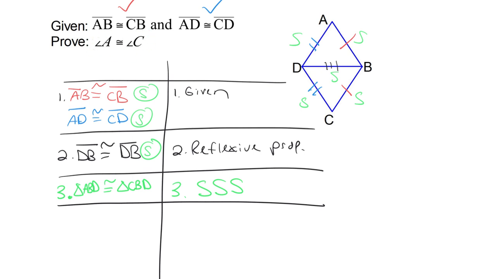So I finished my proof with step 4, stating that angle A is congruent to angle C using CPCTC. Again, that stands for corresponding parts of congruent triangles are congruent.